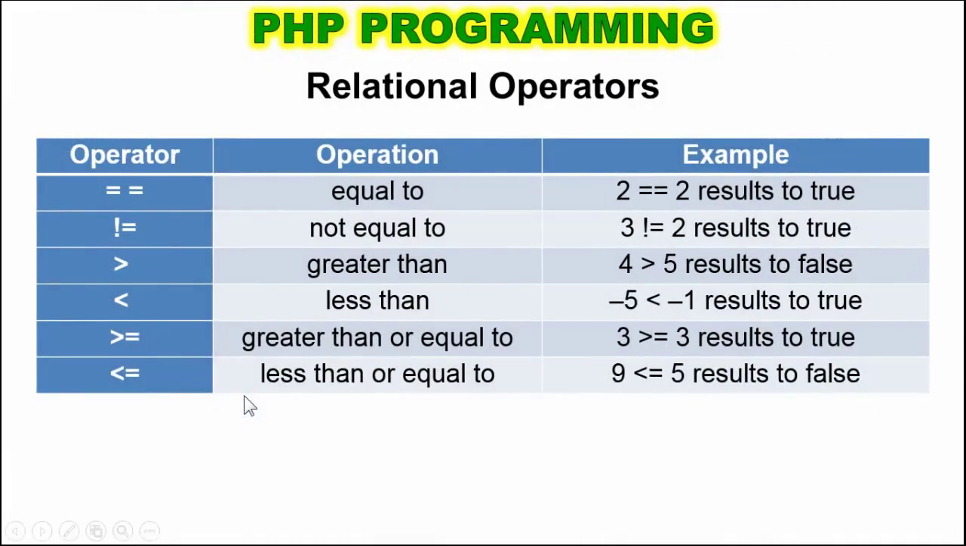Here are the different relational operators that you use to compare numbers, quantities, or even strings. It is similar in Java. The double equal operator is equal to, not equal to, greater than, less than, greater than or equal to, and less than or equal to. The results can be true or false.